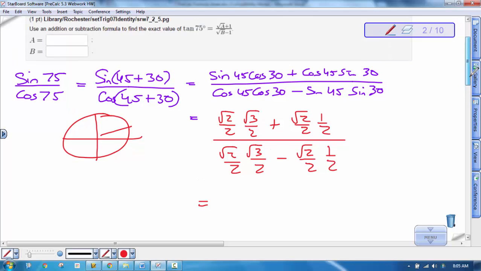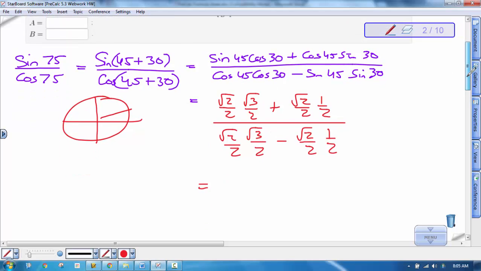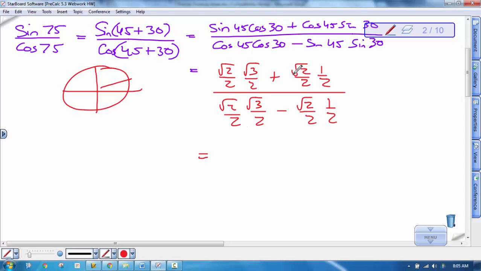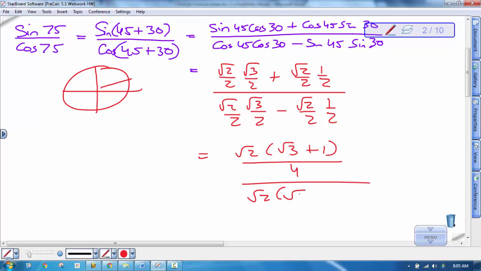So the tricky part is simplifying this to get it to look like this. But it's pretty straightforward. If I factor out a square root of 2 from the top, leaving the square root of 3 plus 1 all over 4 if you multiply the common denominator. Same thing in the bottom, factor out a square root of 2, this time you have the square root of 3 minus 1 all over 4.